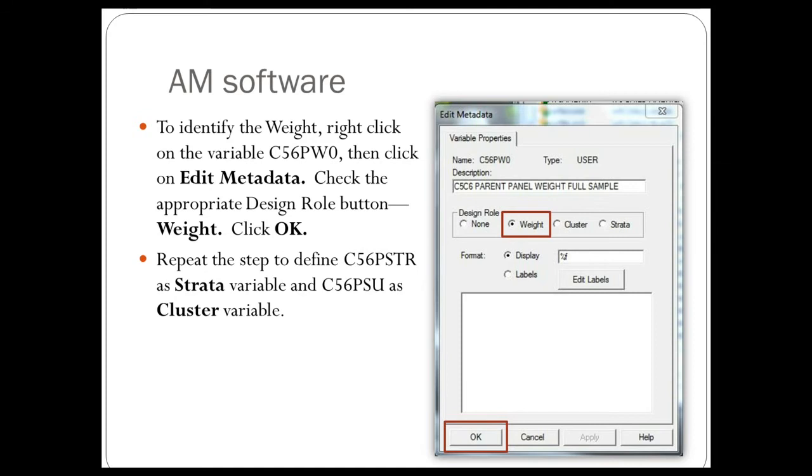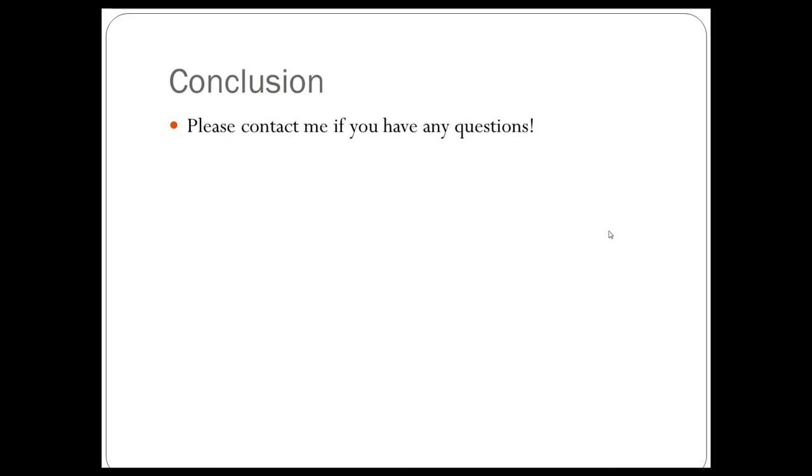Basically, you identify the weight by right-clicking a variable and selecting Edit Metadata. Then you select the appropriate design role for that variable. You're saying that this variable is involved in the design of the data set, and you just select weight as such. And then you repeat the step for the strata and the cluster variable. You identify each variable as a strata or a cluster variable, and you just select OK. It's a pretty easy approach based upon AM, and then you just go on and do your analyses, in which it's a graphical user interface, so it's not that difficult.